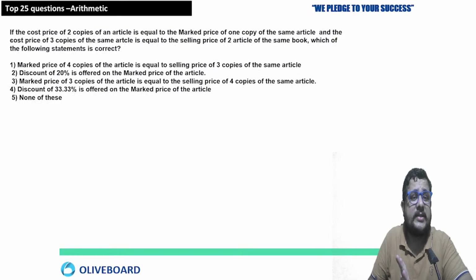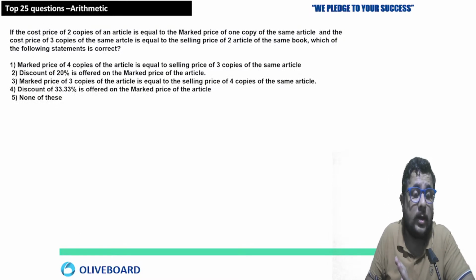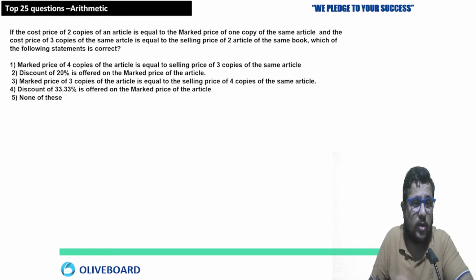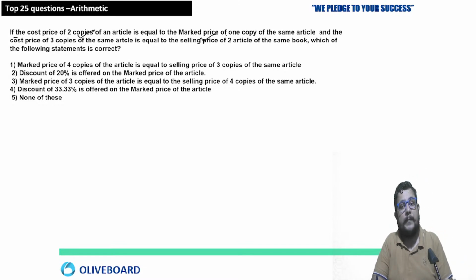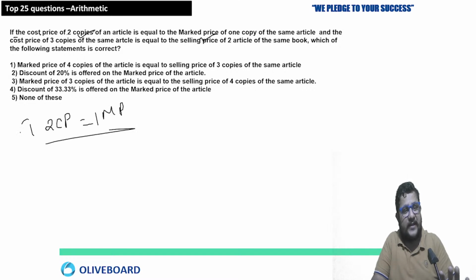Now see here, a statement verification based question on cost price and selling price, meaning the profit and loss chapter. The question is: if the cost price of 2 copies of an article is equal to the marked price of 1 copy of the same article. We have to check which of the following statements are correct. So 2 times the cost price is equal to 1 times the marked price. This is the first detail given. And the cost price of 3 copies of the same article is equal to the selling price of 2 articles. So 3 times the cost price is equal to 2 times the selling price.